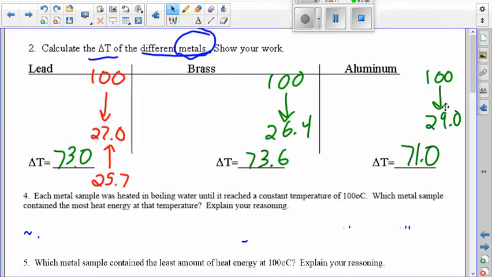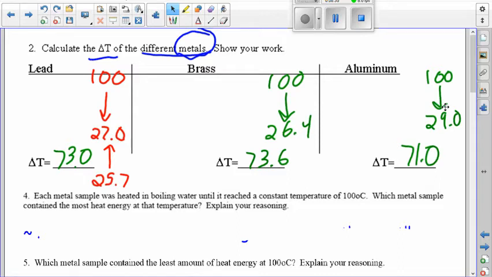All right. So we know how much the water changed in temperature. We know how much the metals changed in temperature. We have all the information we now need, okay? All right. So first question is, each metal sample was heated in boiling water until it reached a constant temperature of 100 degrees Celsius, okay? Which metal sample contained the most heat energy at that temperature?